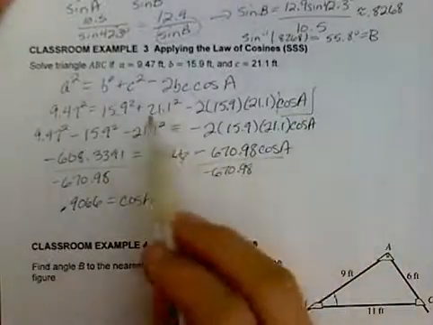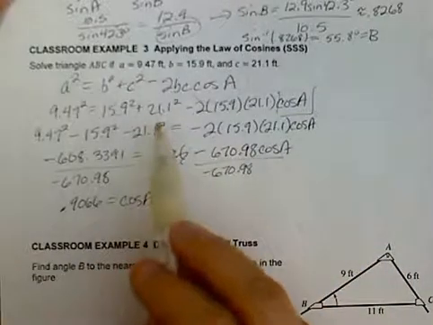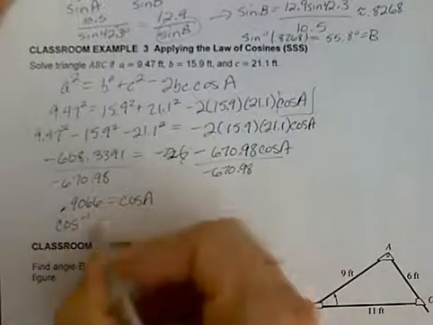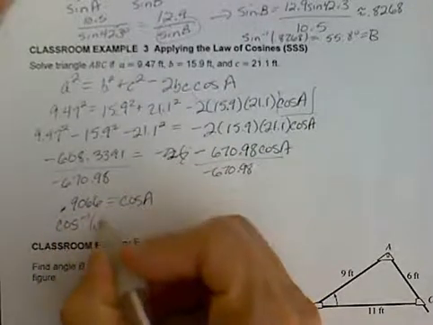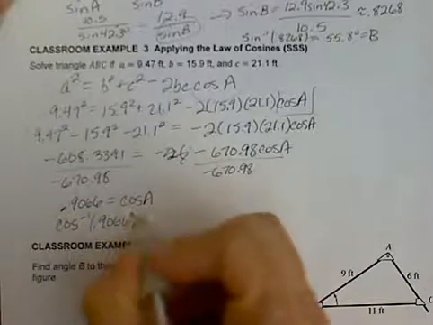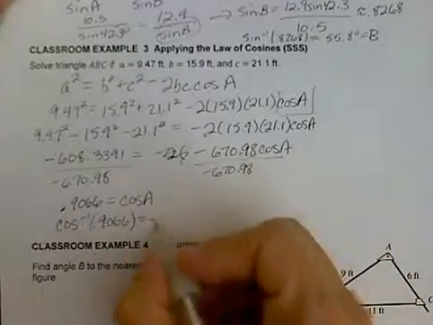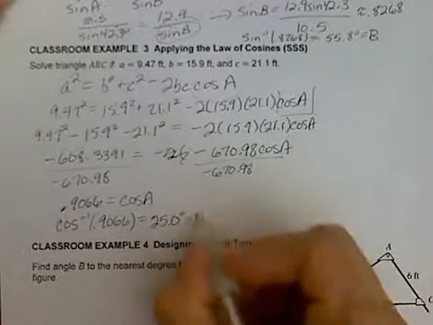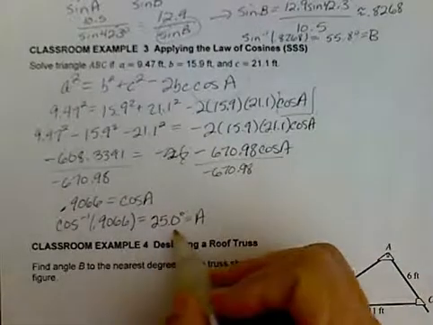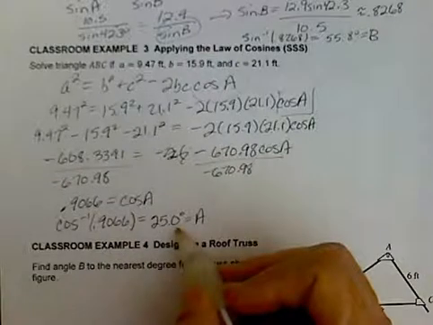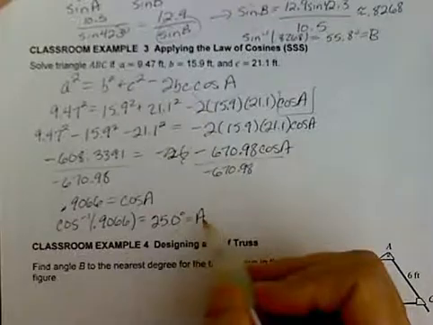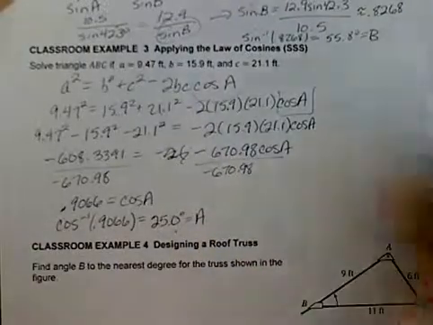Probably the hardest thing about doing this type of problem is just getting the algebra part right. Now I can use the inverse cosine to get my A, and it turns out that A equals 25.0 degrees. Now that I have the A, I can use the law of sines to get angle B, and then once I have angle B, I'll have two of the angles and I can easily get the third angle.